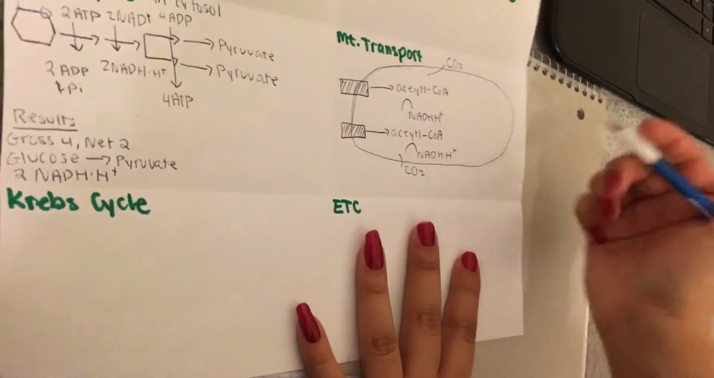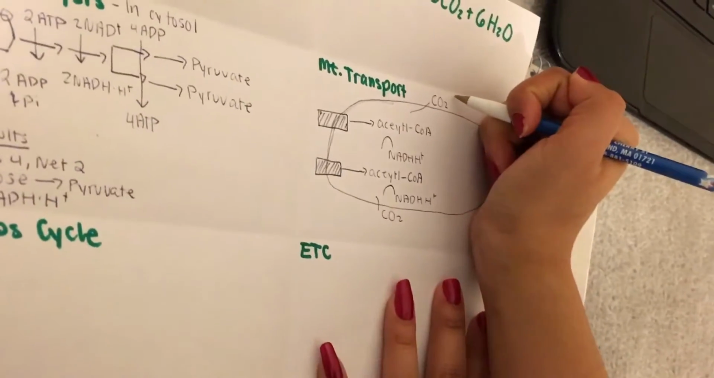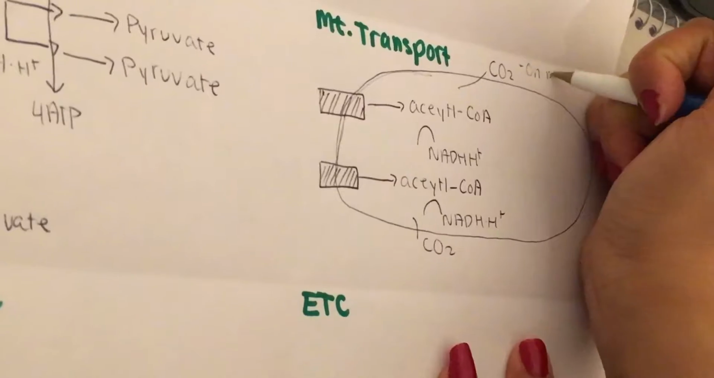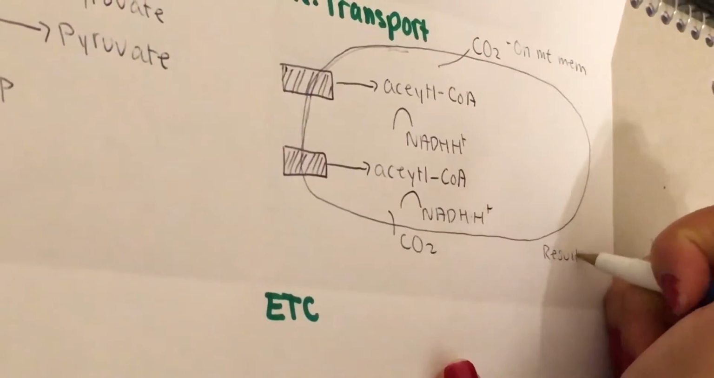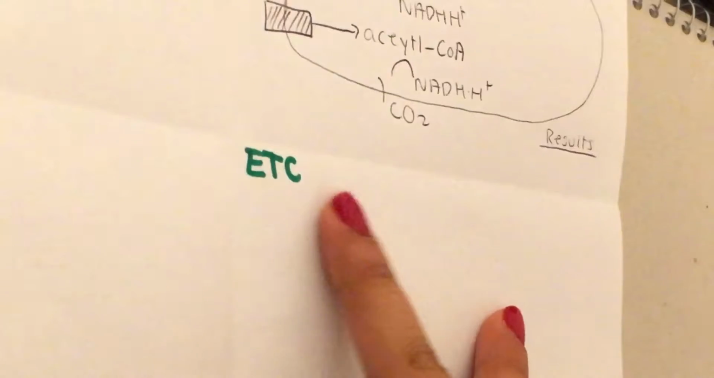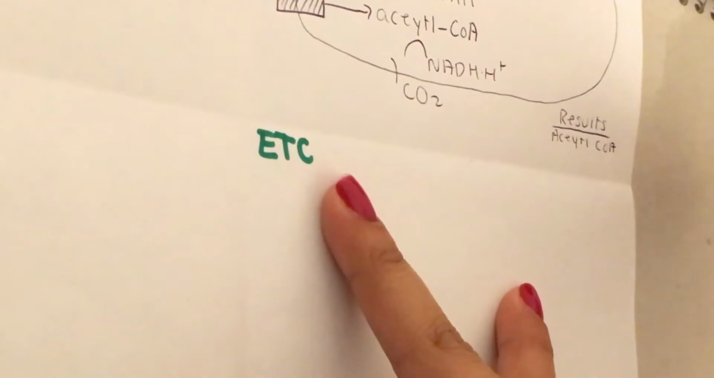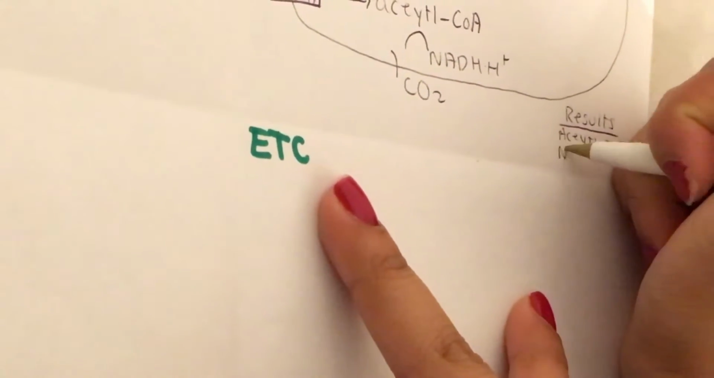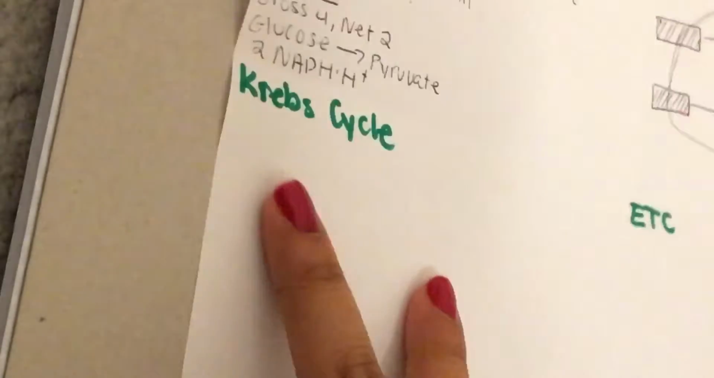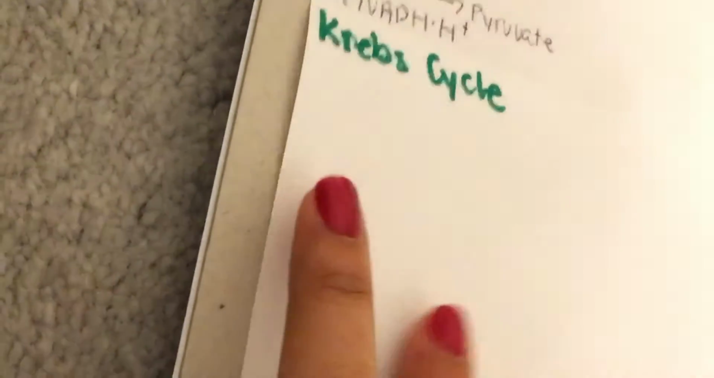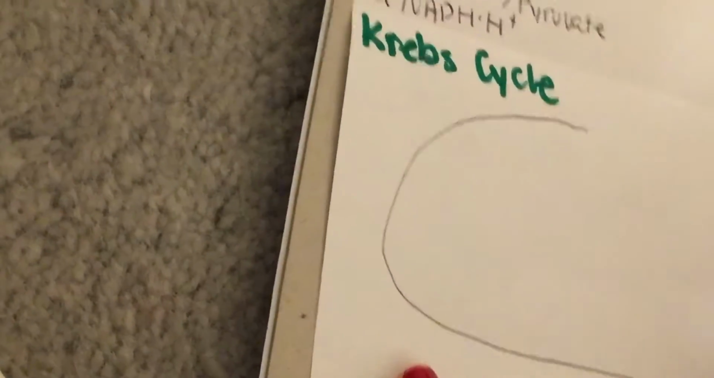So we can have the tally again. This happens on the mitochondrial membrane, the results are acetyl-CoA, and then NADH plus H+. So the Krebs cycle. The Krebs cycle happens just in the mitochondria. Mitochondrial matrix. Yeah, the mitochondrial matrix.